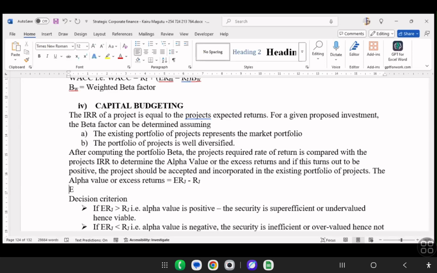I want to put it here, ER of security J. We are referring to security J, so we need to get the expected return of the security J. This one is the expected return of security J determined using the probabilities.